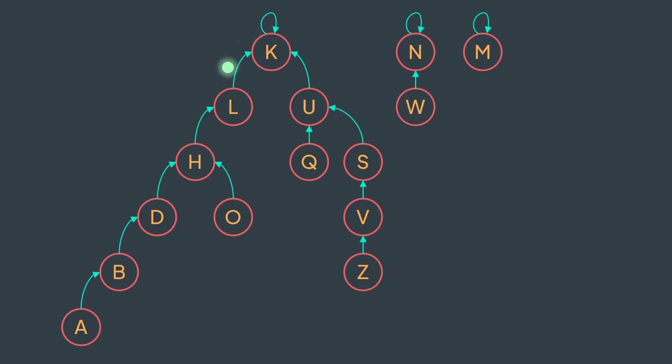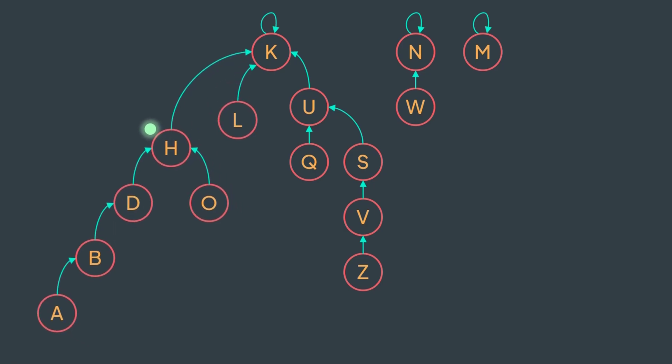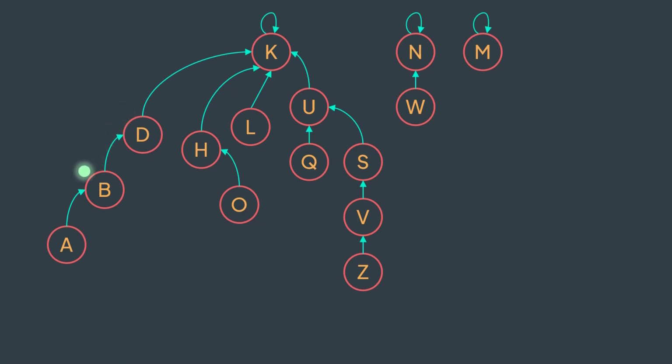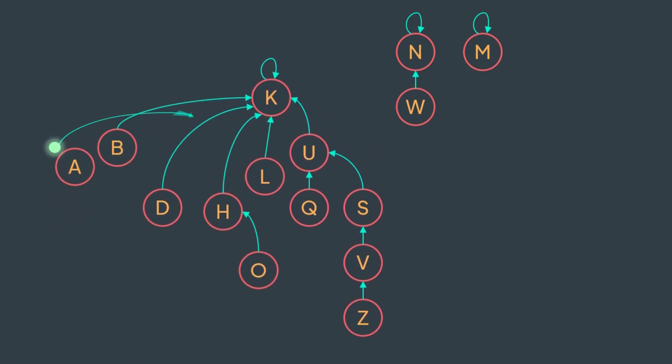We go back to L, we set K as its parent. It's already the case, nothing changes. Then H, we set K as its parent. Then D, we set K as its parent. Then B, same thing. Then A, same thing. Now for next find operations with all these nodes, we will have to traverse one edge only instead of multiple ones.